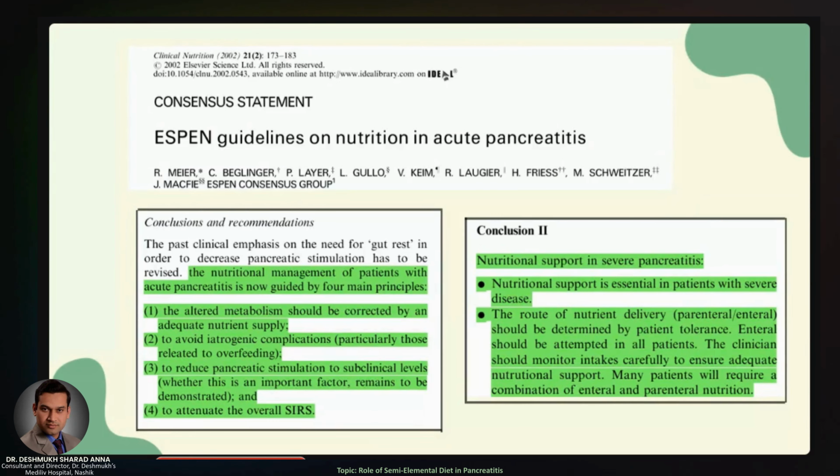In conclusion, nutritional support in severe pancreatitis is essential, and the route of nutrient delivery, whether parenteral or enteral, should be determined by patient tolerance. Enteral should be attempted in all patients. If the patient tolerates orally, it's fine. If he doesn't tolerate and the pain worsens after oral intake, nasojejunal feeding should be started by placing an NJ tube. The clinician should monitor intake carefully to ensure adequate nutritional support. Many patients will require a combination of enteral and parenteral nutrition.